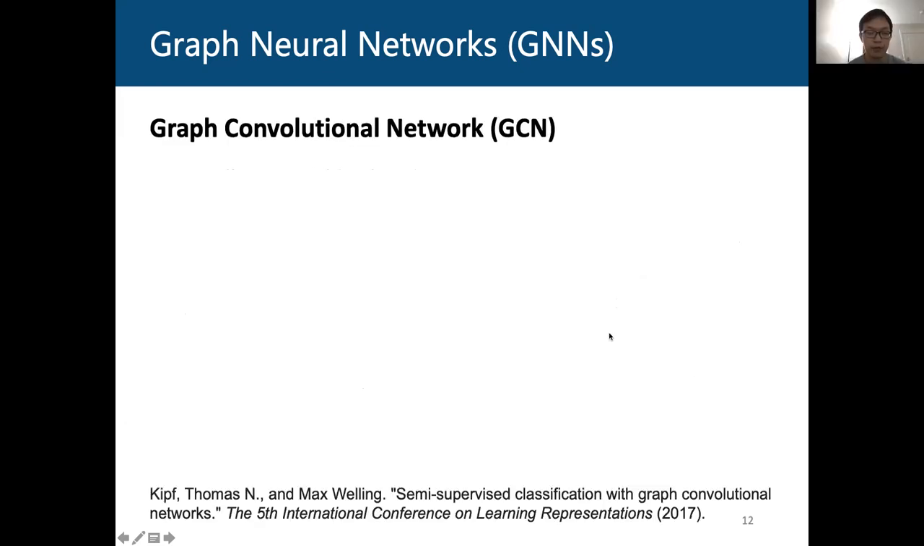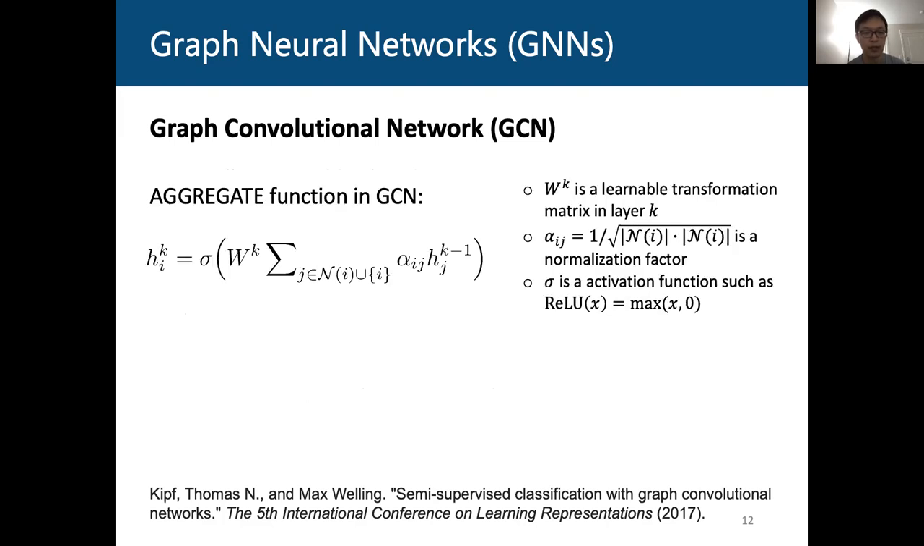The only remaining question is how this aggregate function is implemented. We do have a lot of implementations for the aggregate function, which lead to different GNN models. Here we just take the graph convolutional network as an example, which I believe is the most well-known GNN. In GCN, the aggregate is implemented as a weighted average. Here h_j^(k-1) is the hidden state of node j in the previous layer, and alpha_ij is a normalization factor, which is set as the inverse of the square root of the degree of node i times the degree of node j. The purpose of this normalization factor is to ensure that the scale of this aggregated result is stable, which means that the hidden state will not increase or decrease exponentially with the number of layers k.